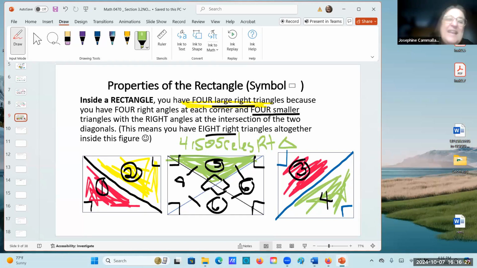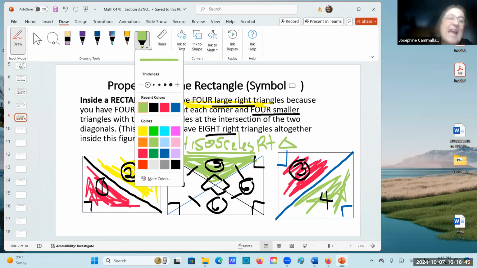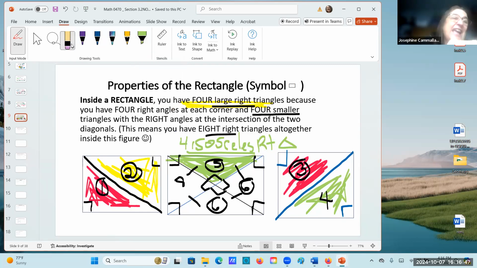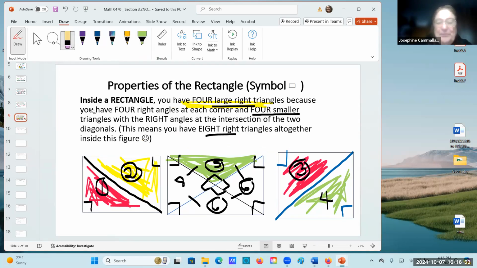Okay? Now, occasionally, depending on the lengths of the diagonals or the lengths of the sides, sometimes they're not isosceles. They are just regular right triangles. But you have to realize that I have 8 right triangles inside here. Okay.